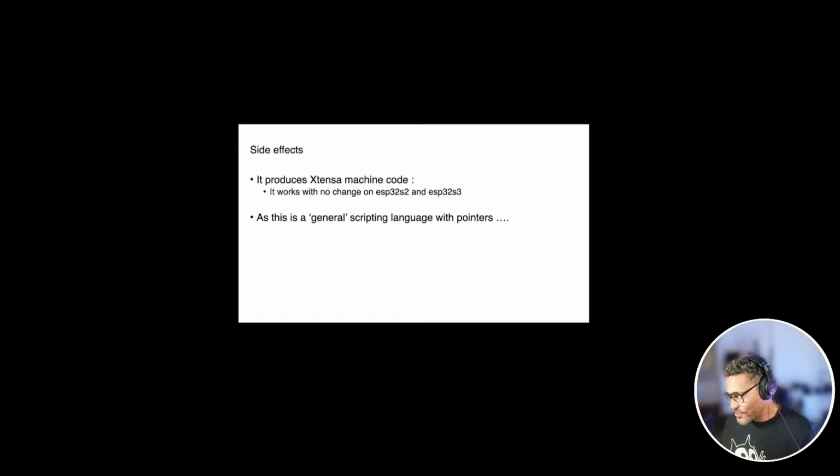First one, that's a good one actually, because Xtensa is common for S2 and S3, even if the processors are not exactly the same. It works without any changes on an S2 or an S3. I tried it on an S3. Actually, I don't have any S2 around, but I've tried it on an S3 and it works fine. So if you have an ESP32 S3, no problem. And it's a general scripting language with pointers.